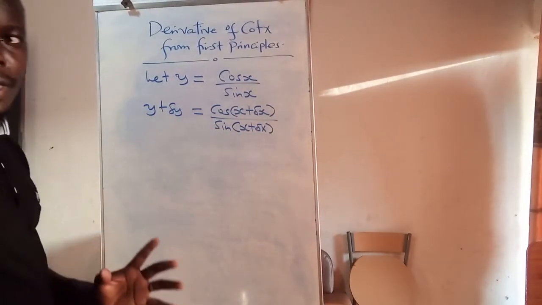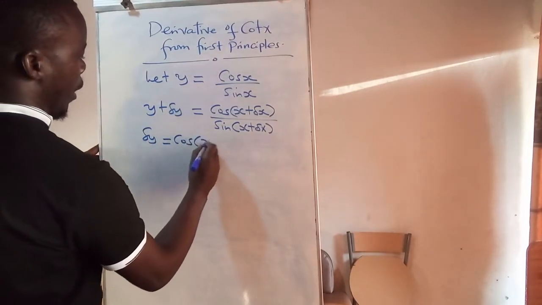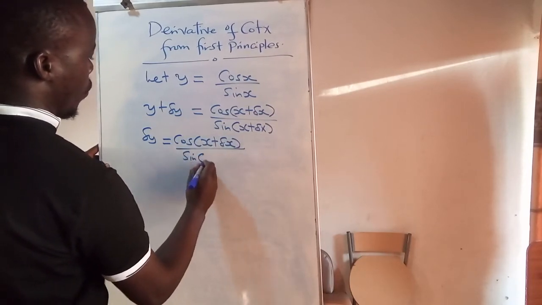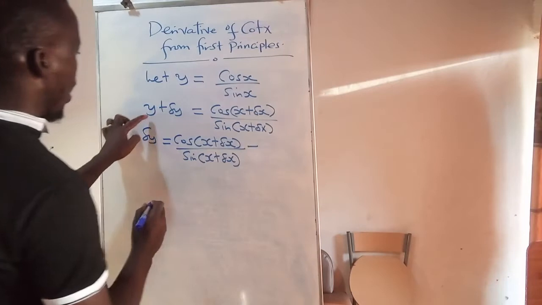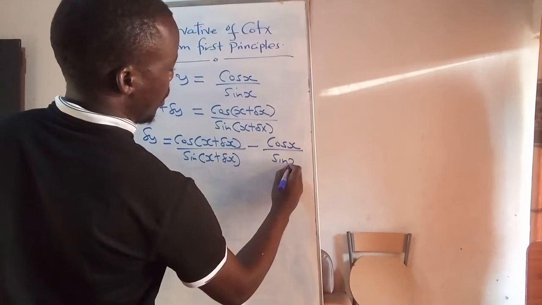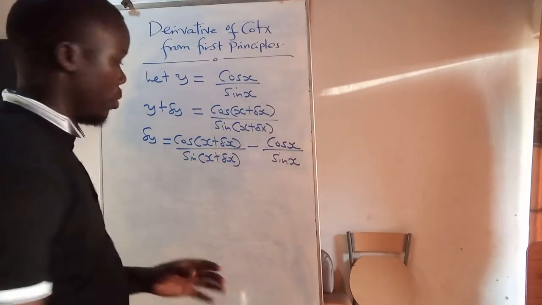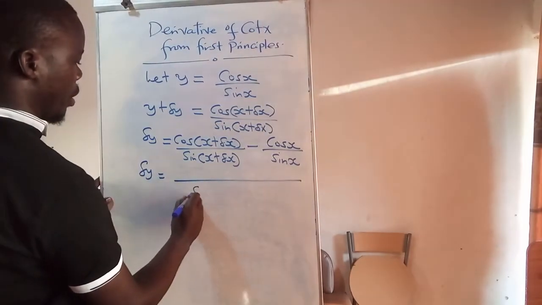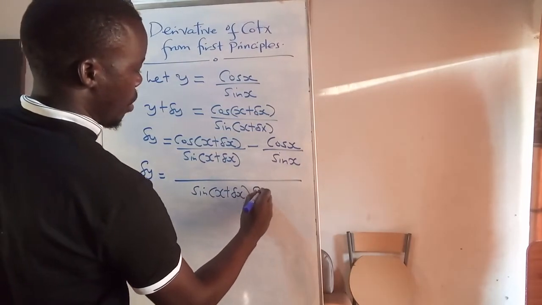Then from this level, we make delta y the subject, so that we have delta y as cos of x plus delta x divided by sine of x plus delta x also, minus y, which is cos x divided by sine x. Now when you look at this, the next step is simply the LCM, which will be the product of the two denominators, and that will give us sine of x plus delta x, then sine of x.